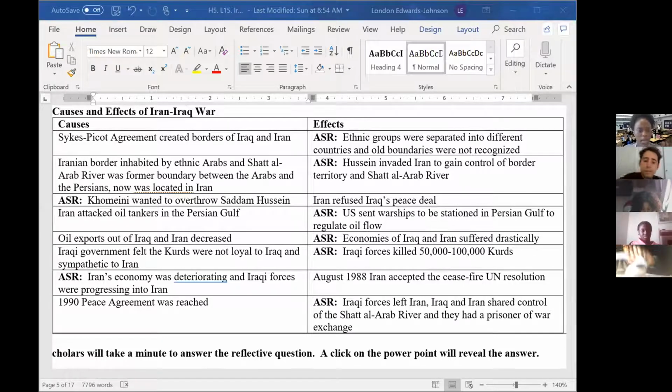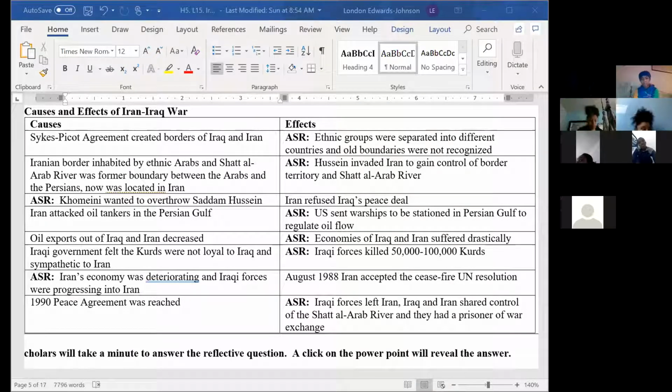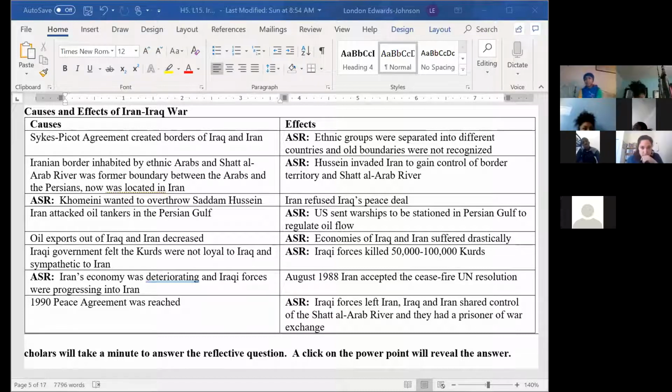Okay, we're almost there. Khomeini wanted to overthrow Saddam Hussein. Iran refused Iraq's peace deal. Iran then attacked the oil tankers in the Persian Gulf, and the U.S. sent a warship to be stationed there. The oil exports in Iraq and Iran decreased. As a result, the economies of Iran and Iraq both suffered immensely. The Iraqi government felt that the Kurds were not loyal to Iraq, and so they killed, we see, hundreds of thousands of Kurds.